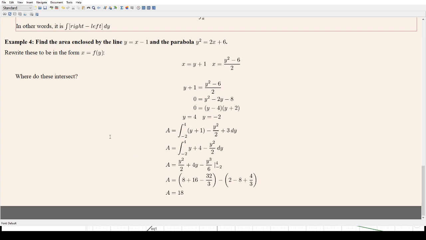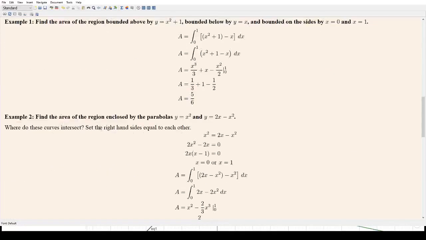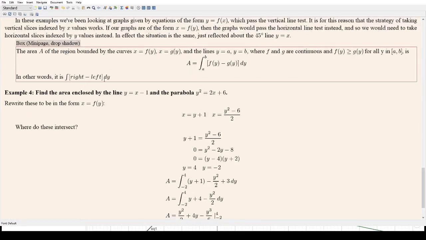Okay, so that's this section done. Basically, the takeaway is integrate top minus bottom, or integrate right minus left, depending on whether you're integrating with respect to x or y.